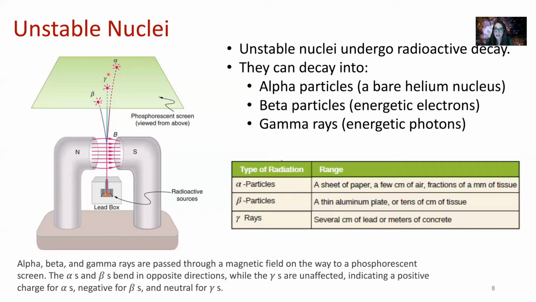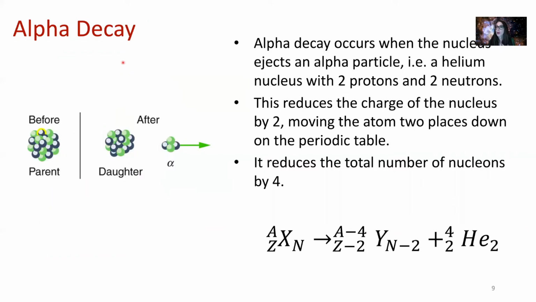And so that means that they are neutral. But we know that photons have no charge. So the gamma ray traveling through the magnetic field and not being deflected makes sense. We're going to talk a little bit more individually about the alpha, beta, and gamma decay processes.